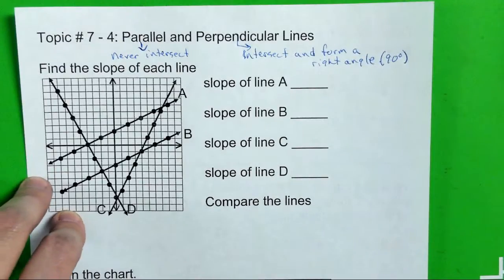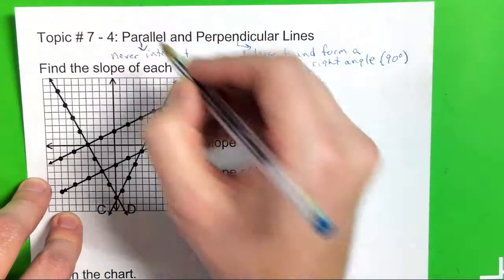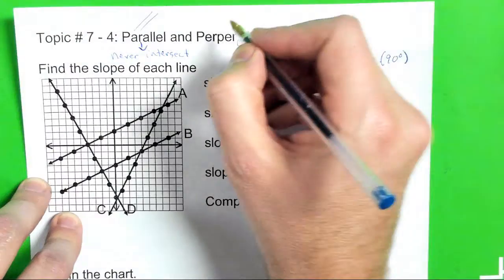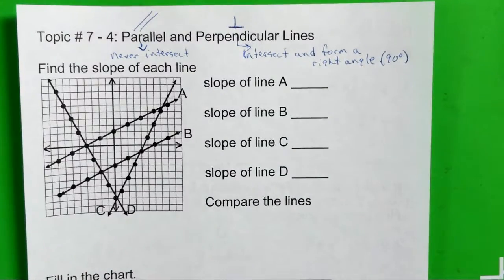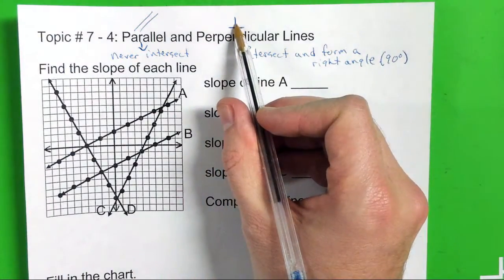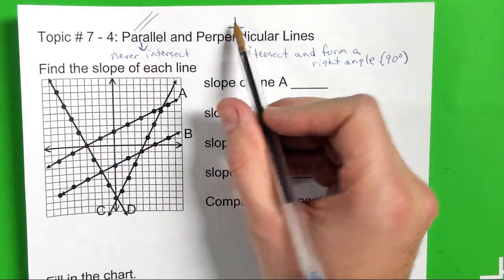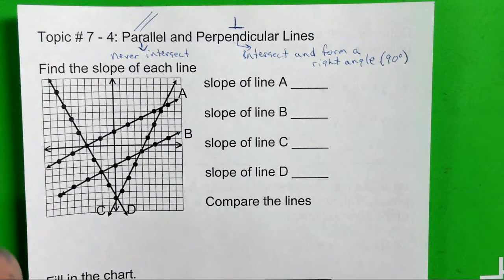Okay? There's two symbols I want you to know. This means parallel. Perpendicular is an upside down T. Because in an upside down T, this angle is a right angle or 90 degrees, or this angle is a right angle or 90 degrees. So it looks like perpendicular lines. Okay? So we need to know those things, but let's find the slopes first.